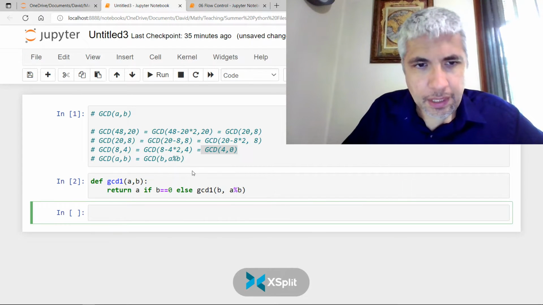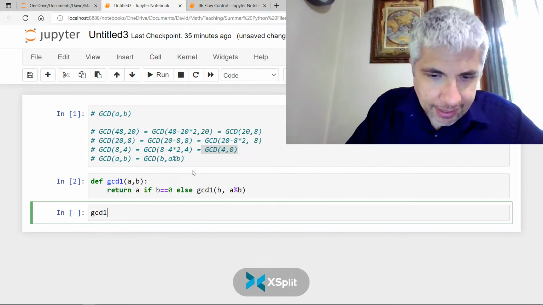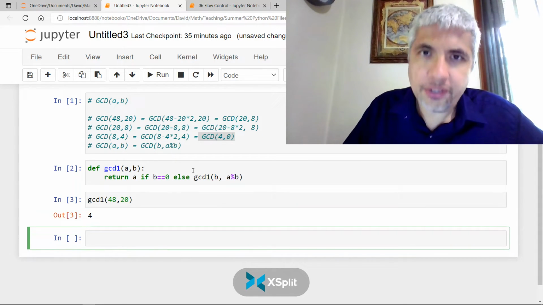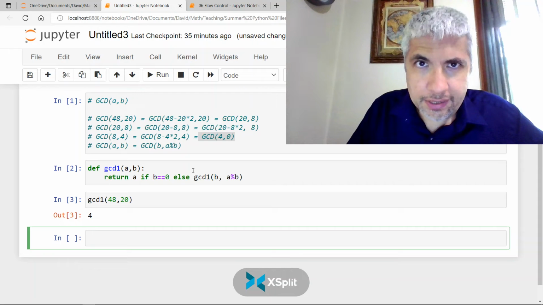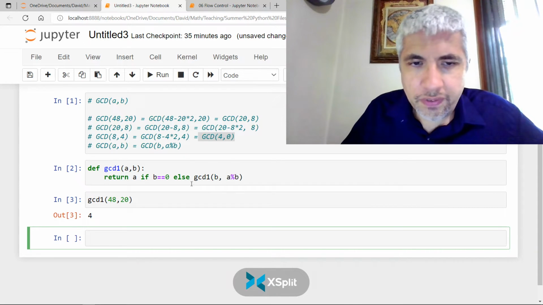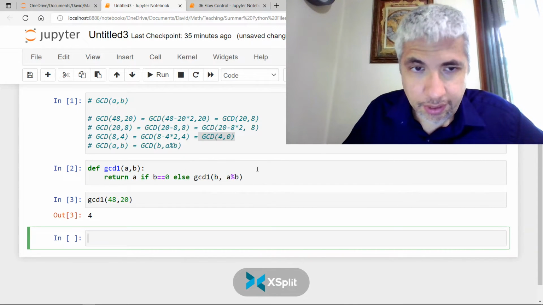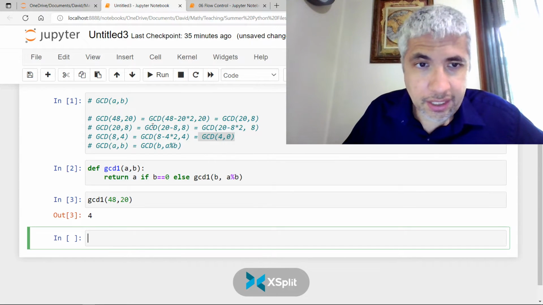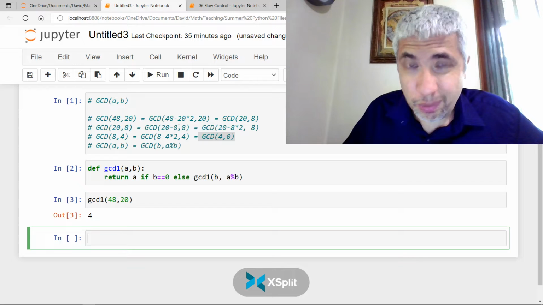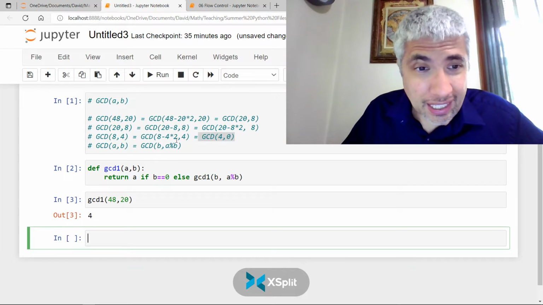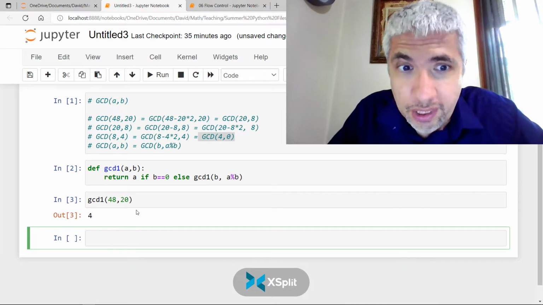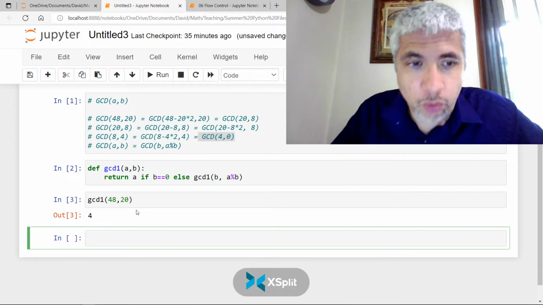Okay. Now, let's say I ask what the GCD1 is of 48 and 20, and you'll see it very nicely gives me 4. This sort of computation is called the Euclidean algorithm. It's a very fast way of finding GCDs because it requires just one remainder, and then we replace, and it can shrink big numbers down to small numbers very, very quickly. So this is a very efficient way of doing it.